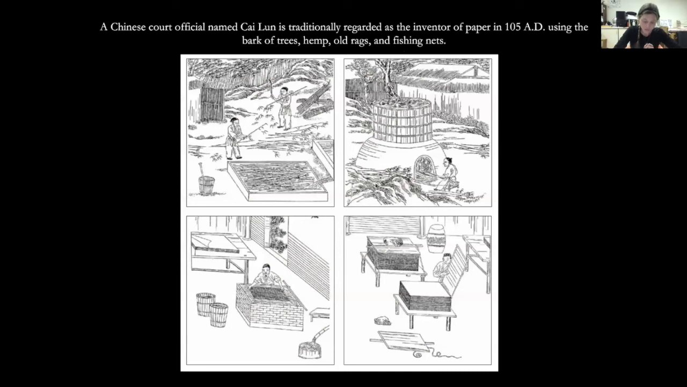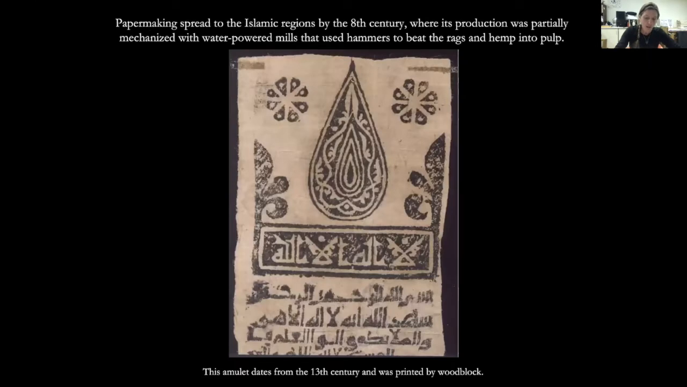A Chinese court official named Cai Lun is traditionally regarded as the innovator, or inventor, of paper in 105 AD, using the bark of trees, hemp, old rags, and fishing nets. Paper making spread to the Islamic regions by the 8th century, where its production was partially mechanized with water-powered mills that used hammers to beat the rags and hemp into pulp.